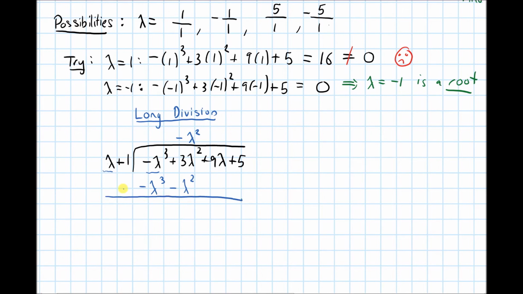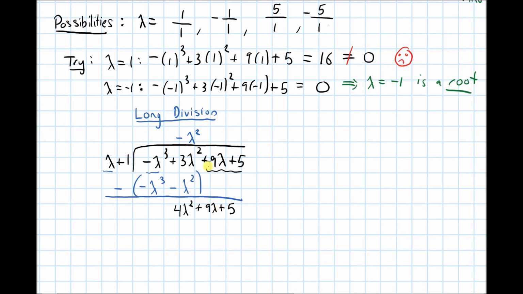Now we subtract. So make sure I put parentheses around this so I don't forget to distribute my negative. So I take this black line here, the original polynomial, and I subtract this blue line. When I do that, the negative lambda cubes will cancel, and then I'll get 3 lambda squared plus lambda squared, because I'll get a double negative. And then I carry these terms at the end down, so 9 lambda plus 5.